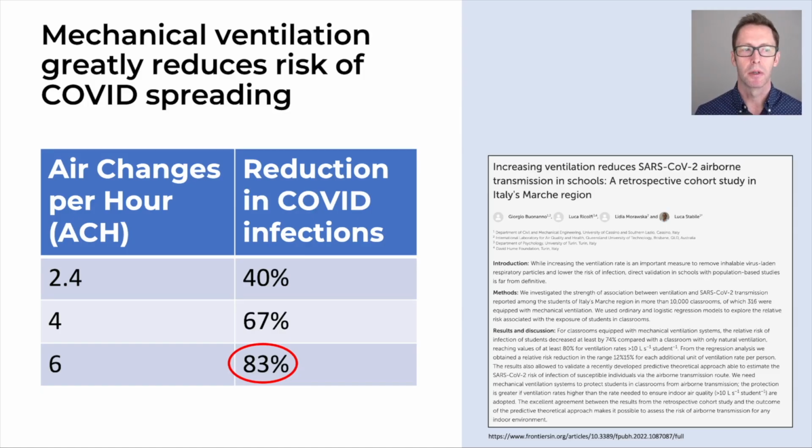So an air change per hour basically means the entire volume of an indoor space is replaced with fresh air that number of times per hour. And so what you can see here is going from 2.4 air changes per hour to 6 air changes per hour delivered a really significant reduction in COVID infections.